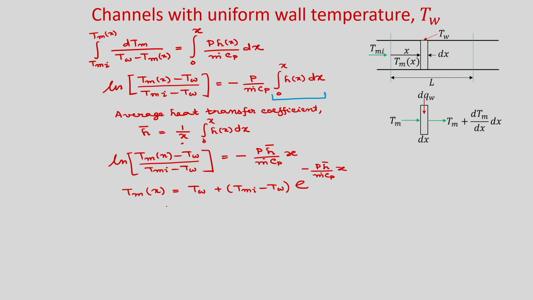So, you can see your mean temperature varies exponentially. While deriving this expression, we did not assume whether flow is laminar or turbulent, or whether it is entrance region or fully developed region. So, this is valid for all the conditions, but now you have to find what is the heat transfer coefficient.